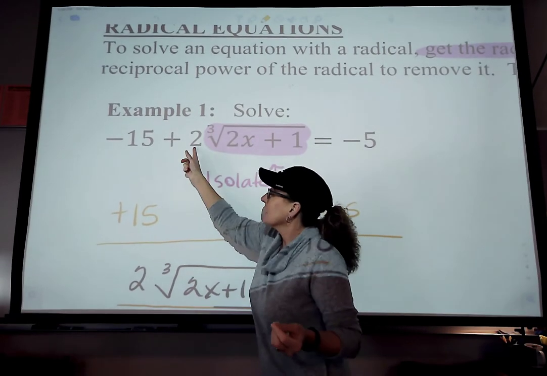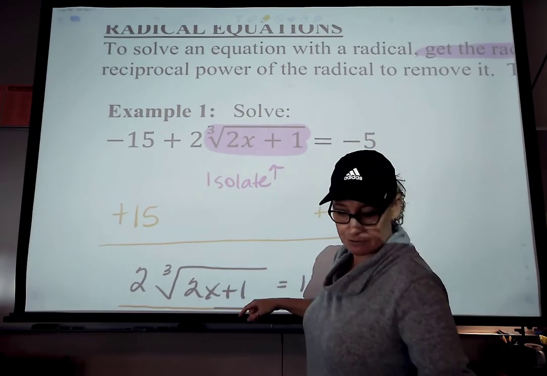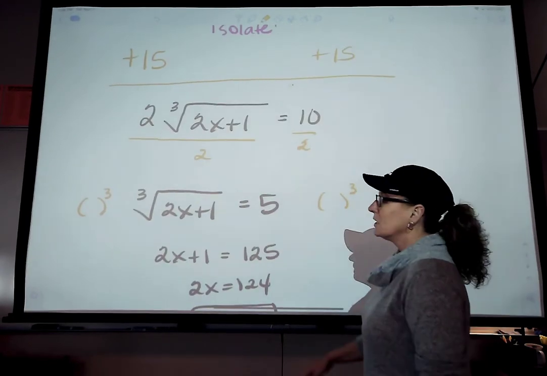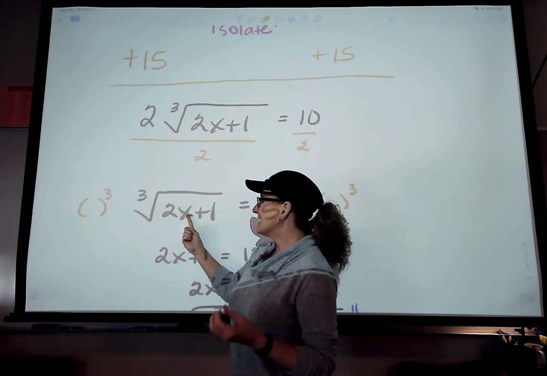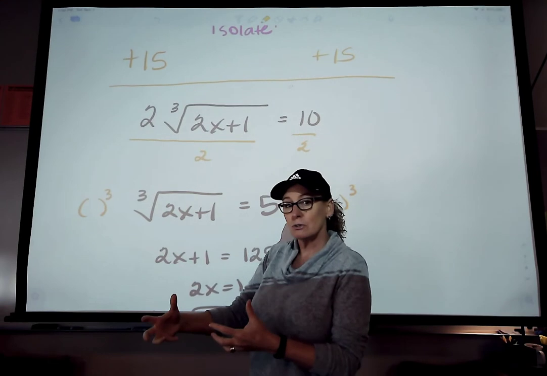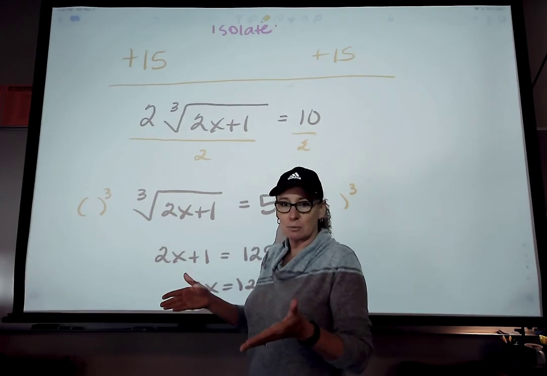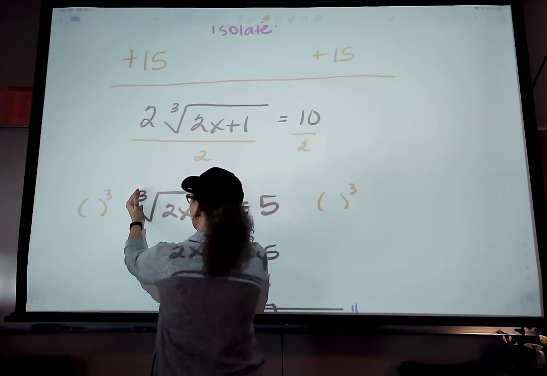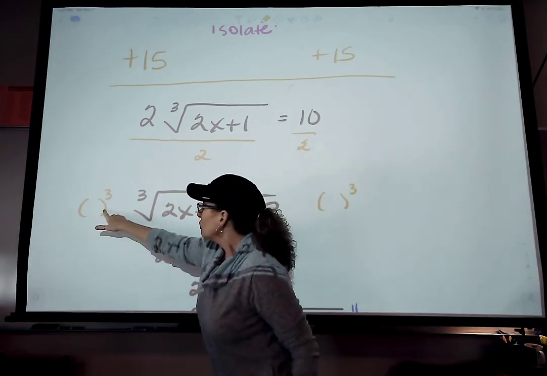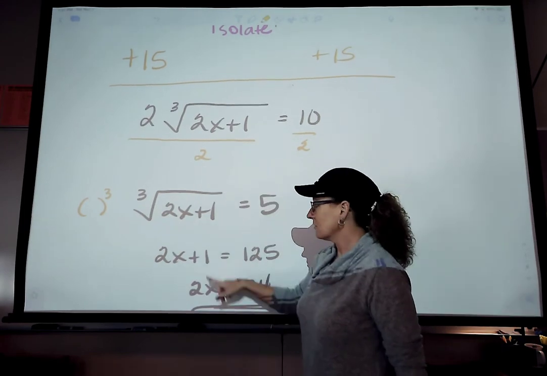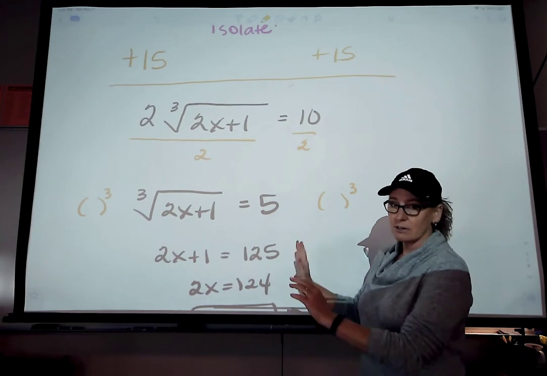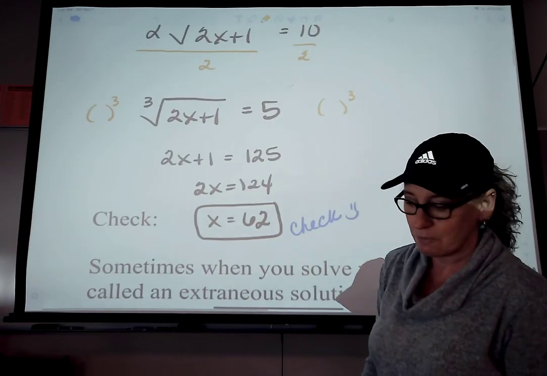Get rid of the 15, get rid of the 2. You see that I got rid of the 15. You see that I got rid of the 2. Here we go. Since x is trapped inside a cube root, you need to undo that. What undoes a cube root? Cubing the expression. So we're going to cube this side, and we're going to cube this side. Cubing this radical cancels it out. All that's left is what was currently underneath. And then 5 cubed is 125. Solve it. There you go.